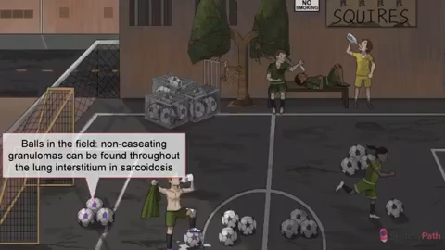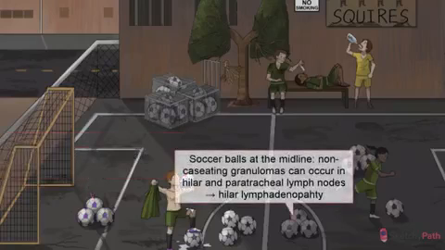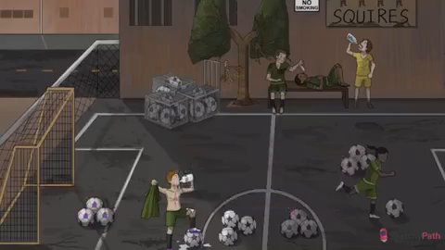First, the lungs. 90% of sarcoidosis patients get lung involvement at some point during the disease. So imagine the left and right halves of the soccer field as left and right lung fields. The granulomas can be located in the interstitium, which is why clumps of balls are scattered throughout the field. But it's also important to remember that the granulomas can also be found in the hilar and paratracheal lymph nodes, which is why we've added some aggregates of soccer balls in the center circle near the midline. Early on in the progression of the disease, you see the classic bilateral hilar lymphadenopathy.